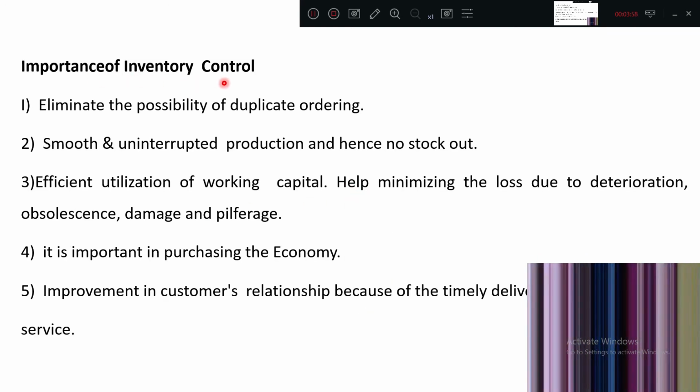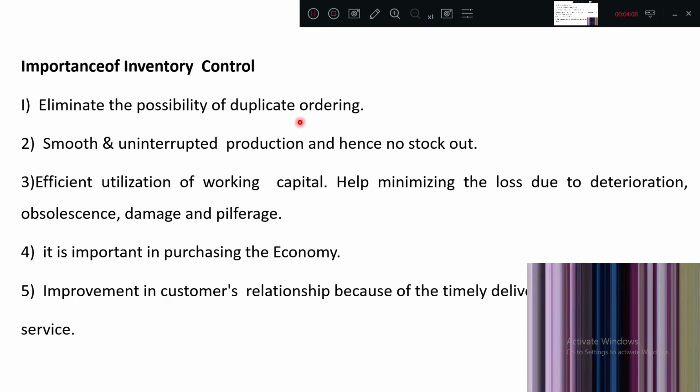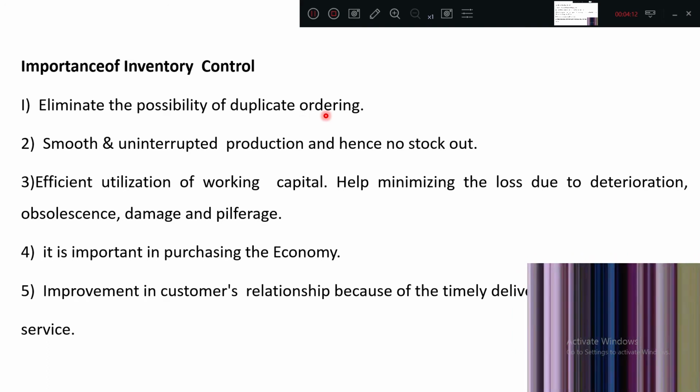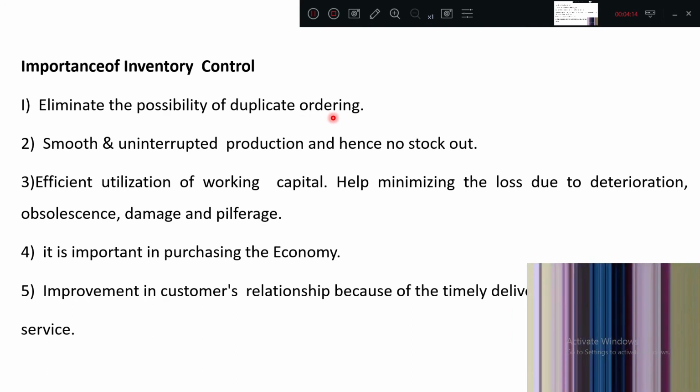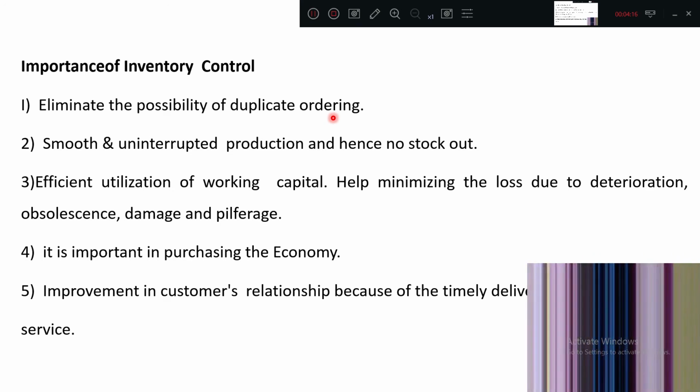Importance. What is the importance of inventory control? Eliminate the possibility of duplicate ordering. Means what? Again and again the same type of material should not be ordered, otherwise it will create what? Overstocking. It's duplicate ordering. Means what? The same type of material for the same type of work, for this building, for this column, again you are ordering steel and cement. That means it is duplicating.